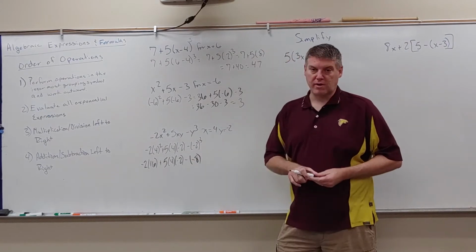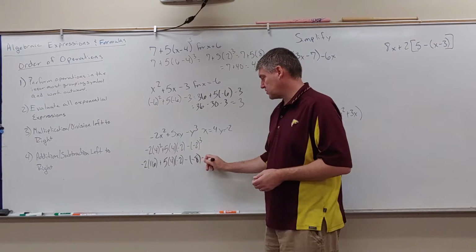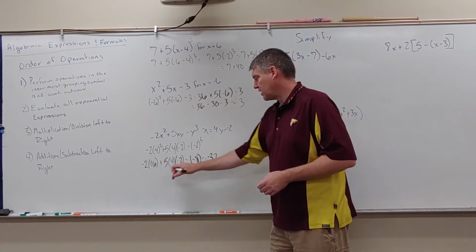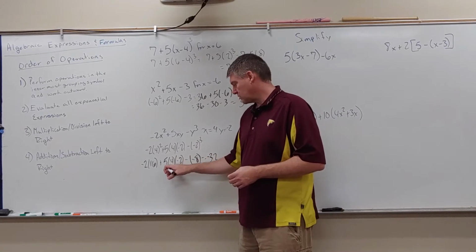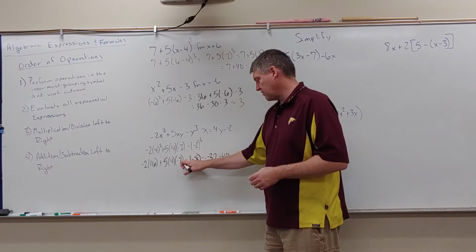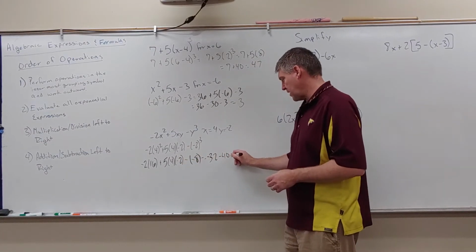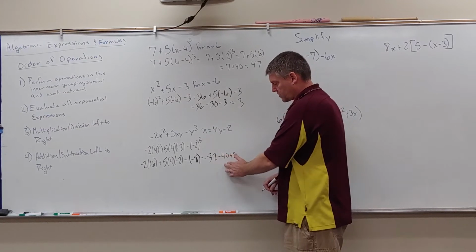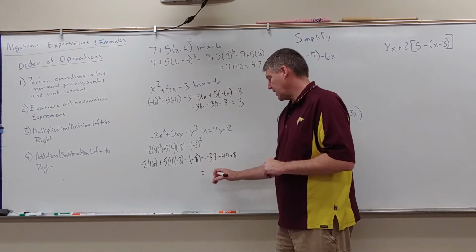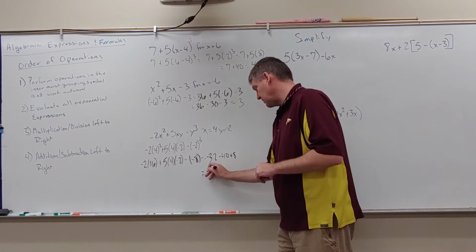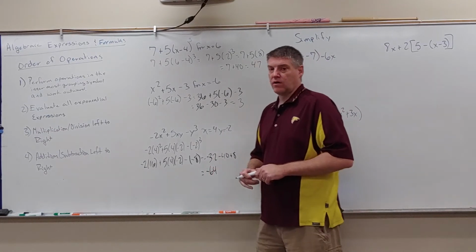And now I'm going to do my multiplication. So -2 times 16 is -32. 5 times 4 is 20. 20 times -2 is -40. And then I have -1 times -8, which makes that a positive 8. So I have -32. -32 plus -40 is -72. Plus 8 is -64. Okay?